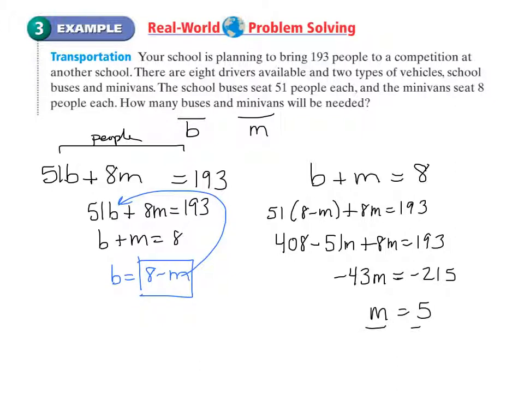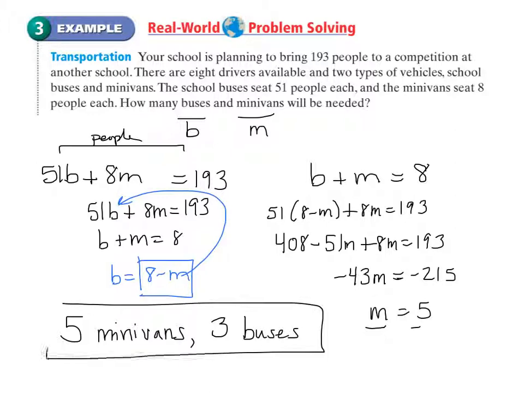What does that mean? There are 5 minivans. Now we know we have a total of 8 vehicles, so we just take 8 minus 5. That means we have 3 buses. So we have 3 buses and 5 minivans.